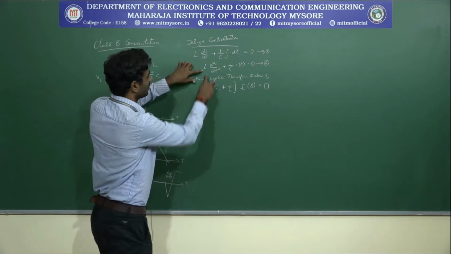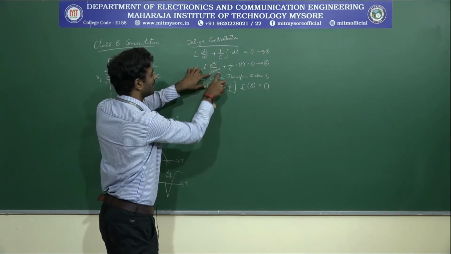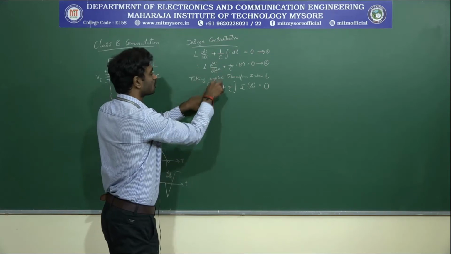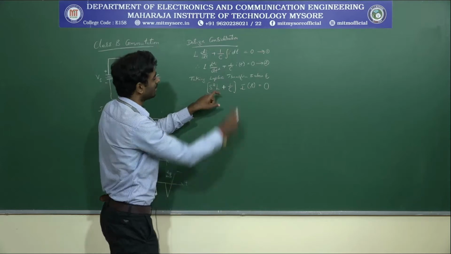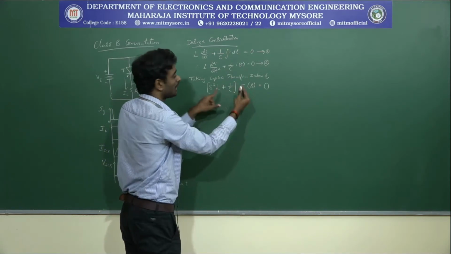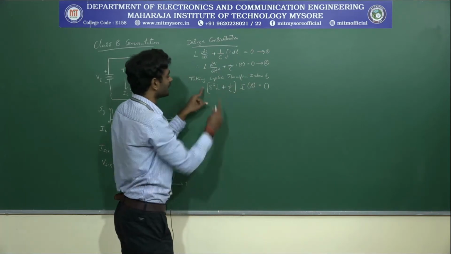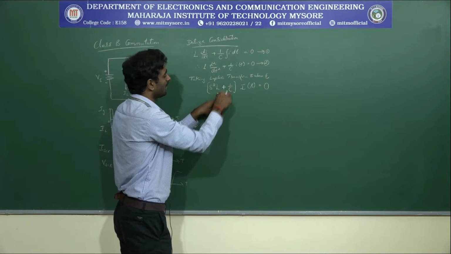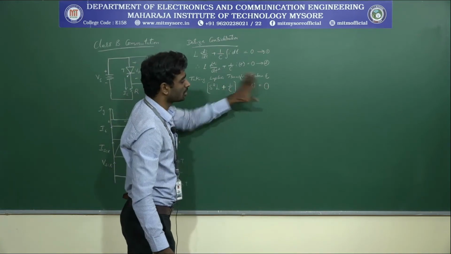Here, with respect to this condition, you will have d square i of t divided by dt square, which I can write as S square into I of S, and you will have the inductance L plus 1 by C. This i of t is nothing but I of S. If I take I of S common, I will get S square into L plus 1 by C into I of S, which will be equal to 0.